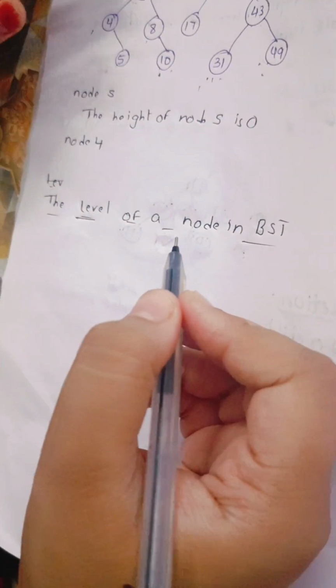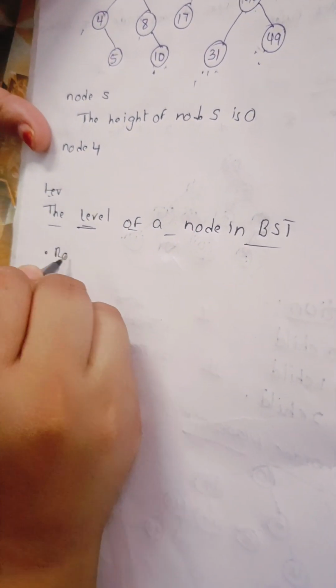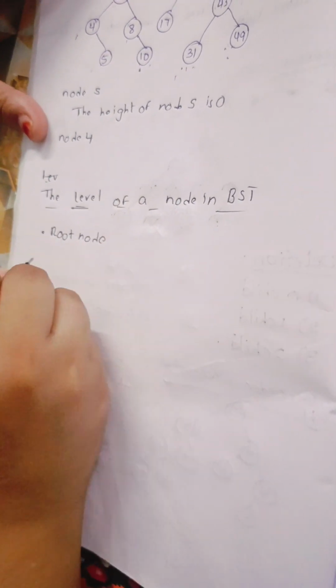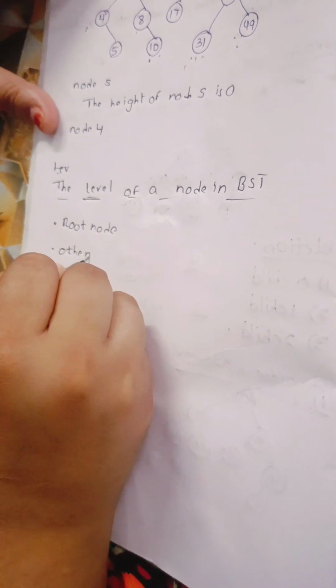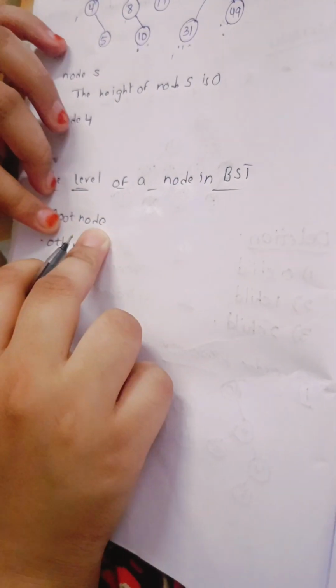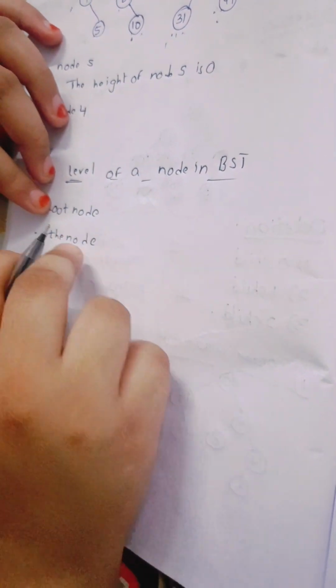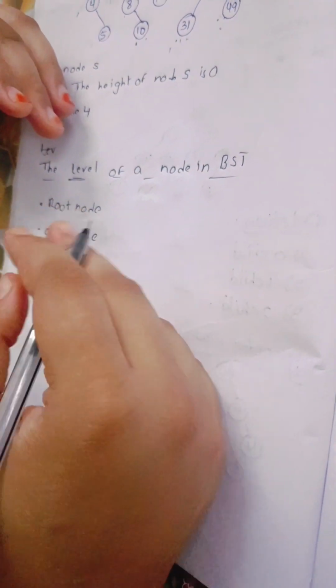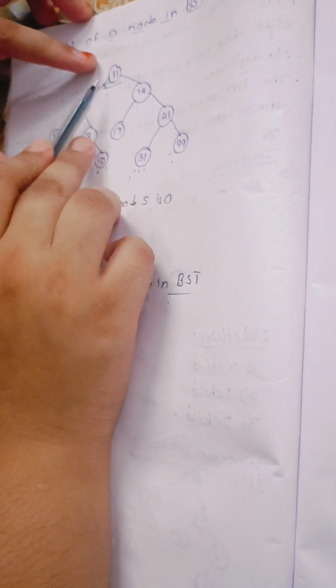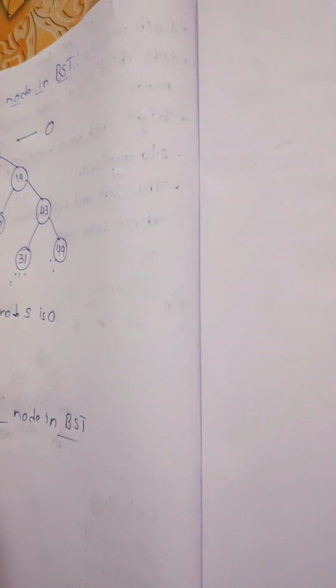For finding level, there are two rules. One is the root node and the other is any other node. The level of the root node is 0, and the level of a node is 1 plus the level of its parent node. Now let us take node 11. Since it is the root node, the level of node 11 is 0.